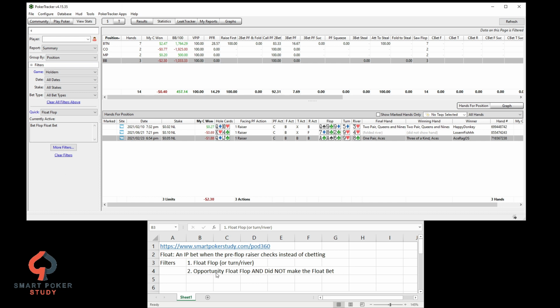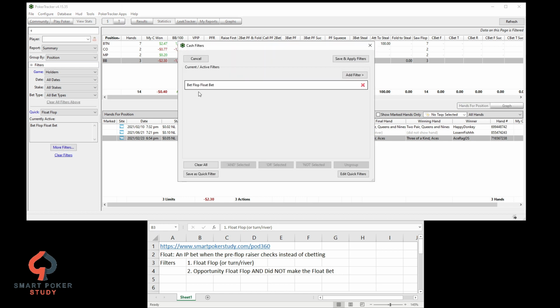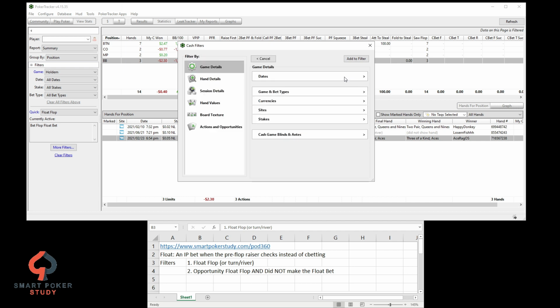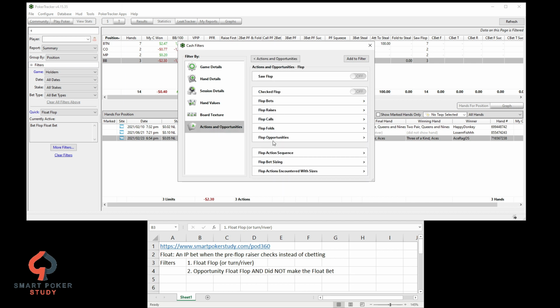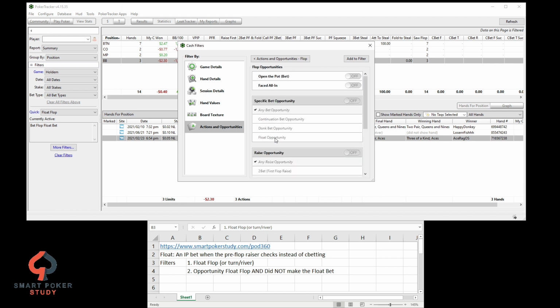Now the second one is the opportunity to float, and we did not make the float bet. So we want to see all the spots where we failed to float for whatever reason. So now that we already have this filter, let's just add to it. Go to more filters, select the filter and hit not. So we're going to see all the hands where we did not float on the flop. Let's add it though. We want to see the actions and opportunities on the flop opportunity, where we had the opportunity to float right now.